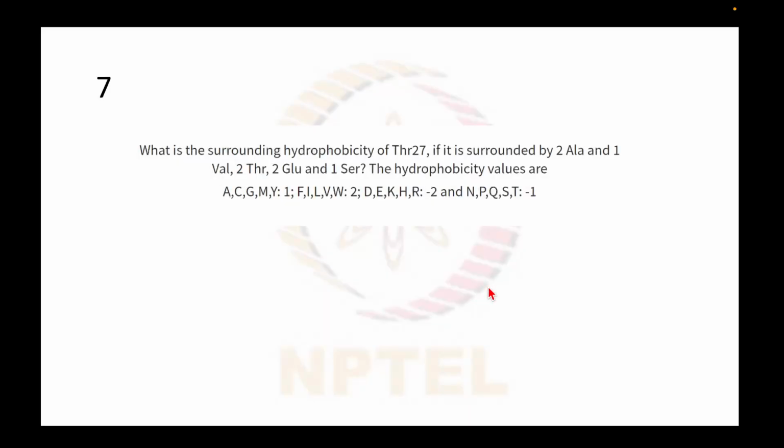So given the surrounding hydrophobicity of threonine 27, if it is surrounded by two alanines, one valine, two threonines, two glutamic acids, and one serine, what will be the hydrophobicity? What is the total surrounding hydrophobicity? The surrounding hydrophobicity is given as the sum of the hydrophobicity indexes of the neighboring residues.